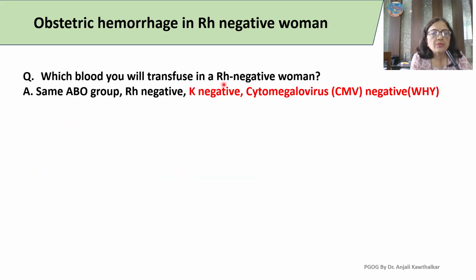Which blood will you transfuse in an Rh negative woman? Same ABO group, Rh negative, K negative, cytomegalovirus negative blood should be transfused. Now remember that in an emergency, if it is not available, then we might have to transfuse Rh positive blood also as a life-saving measure.